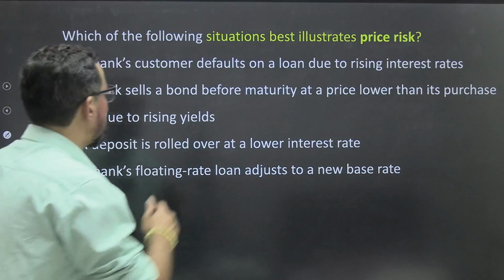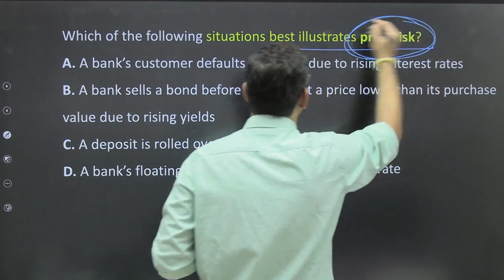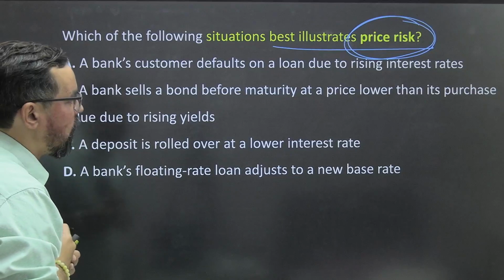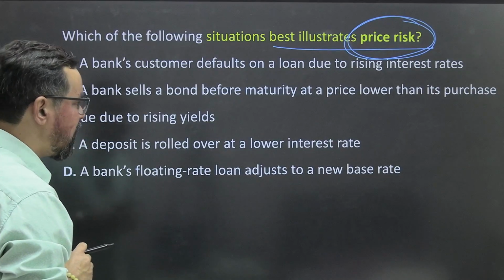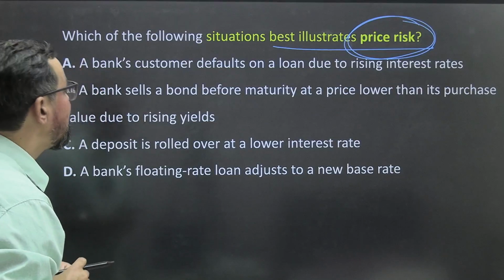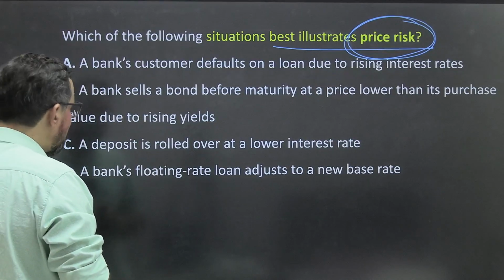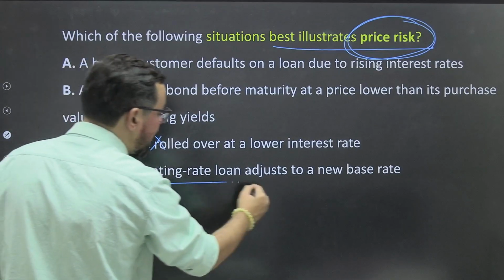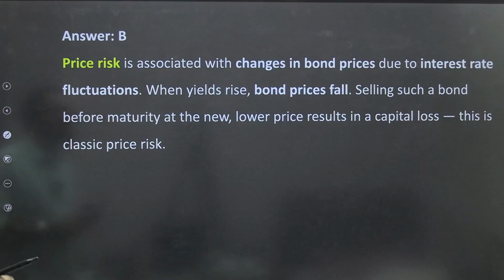Which of the following situations best illustrates price risk? So now it is about the price risk. A: A bank customer defaults on a loan due to rising interest rate. B: A bank sells a bond before maturity at a lower price than its purchase value due to a rising yield. C: A deposit is rolled over at a floating rate adjusted new. So what will be your correct answer? Option B only will be the right answer for this one.